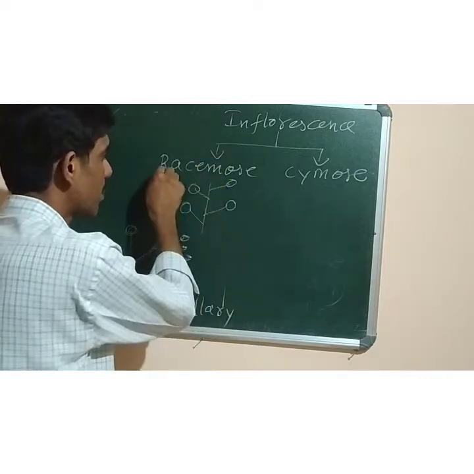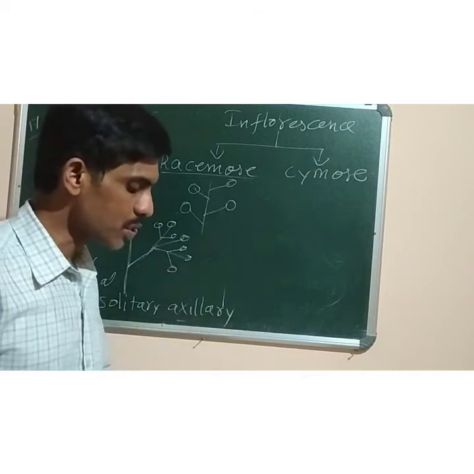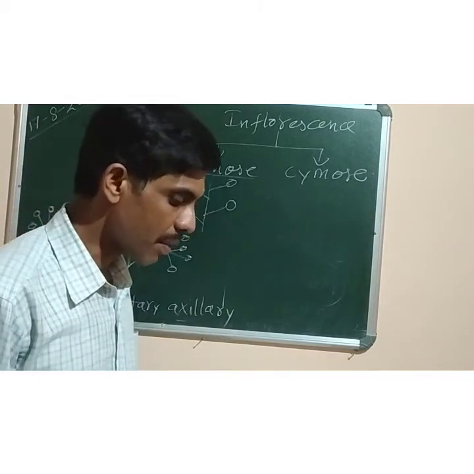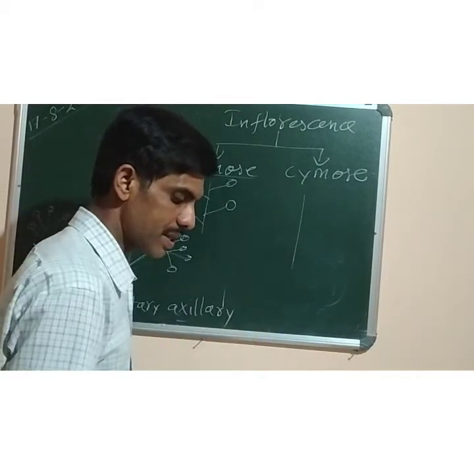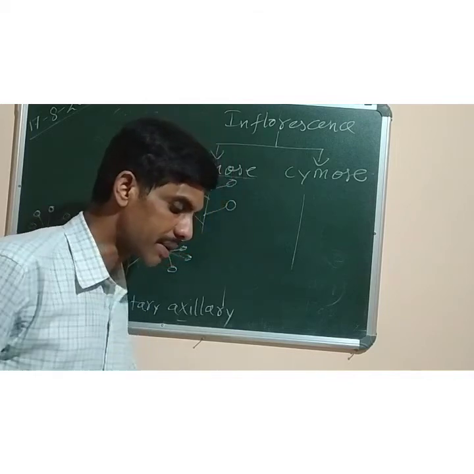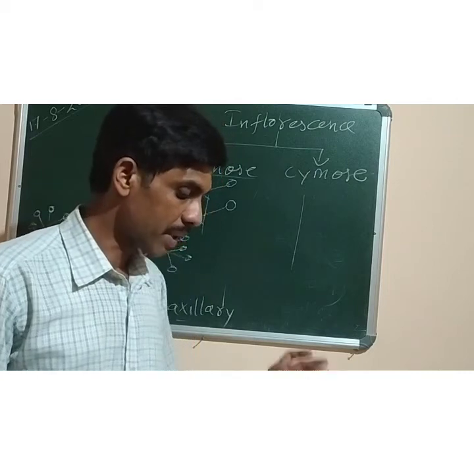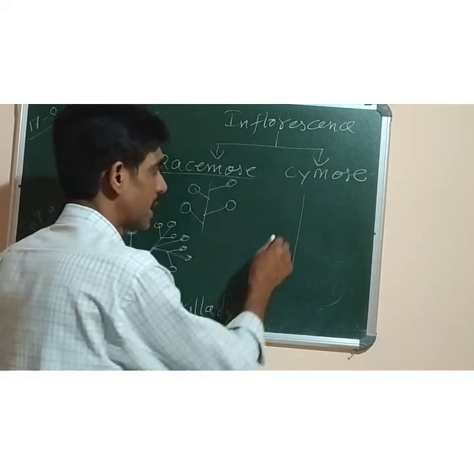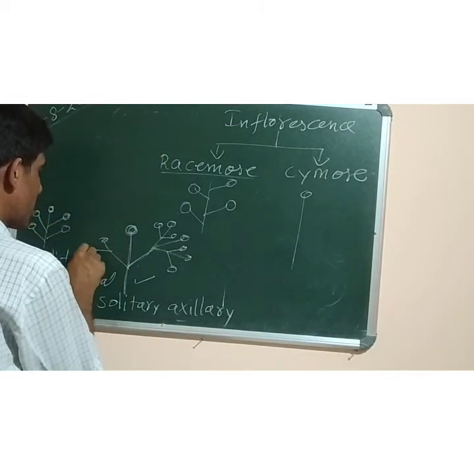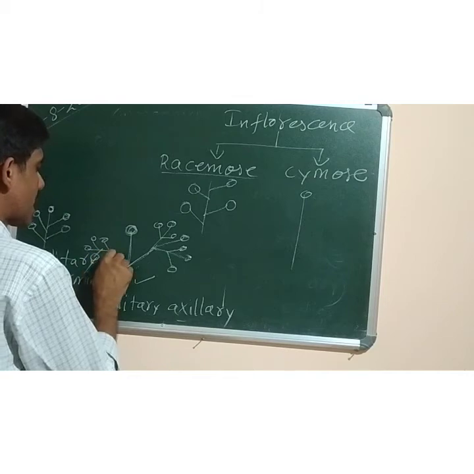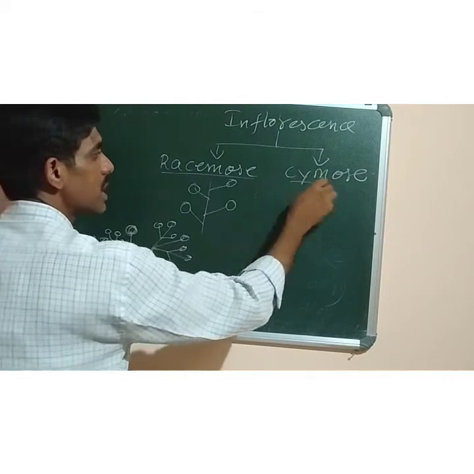Okay, this is the example of racemose inflorescence. But in cymose inflorescence, what happens? In racemose, the flowers are borne laterally in acropetal succession. In cymose, the flowers are borne in a basipetal succession. Like the main axis ends, this diagram I have drawn. Same diagram like this you can draw here also. This is called basipetal succession. So this is the diagram for cymose inflorescence.